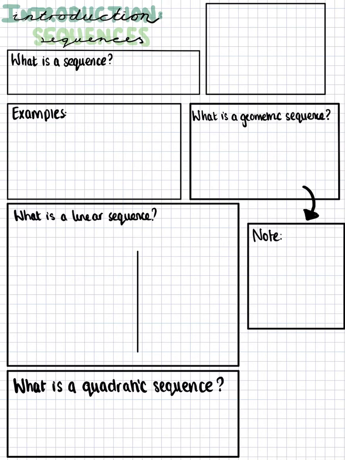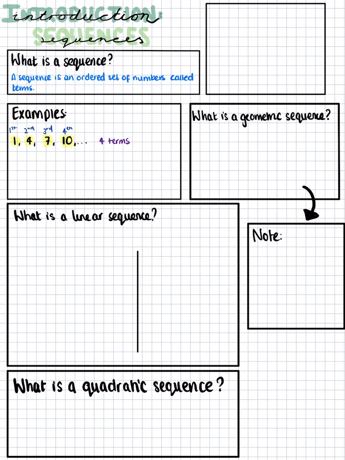A sequence is an ordered set of numbers called terms. Let's have a look at a few examples. In this first example, we have 4 terms. My first term is 1. My third term is 7. And then we have our second and our fourth term, which is 4 and 10.